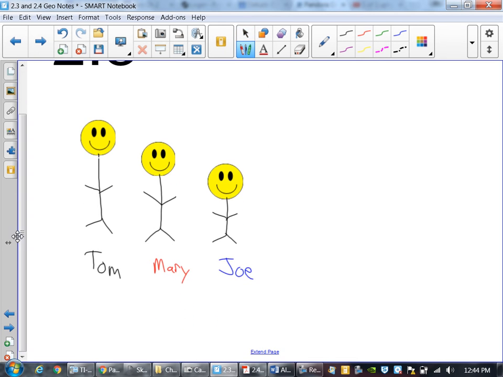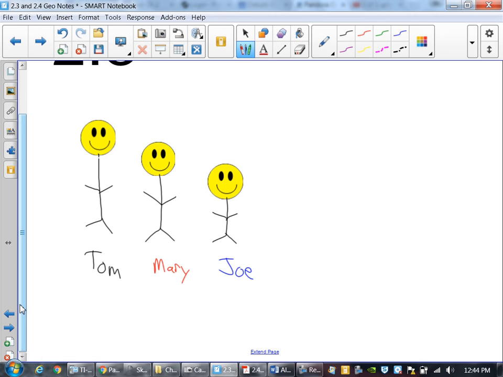Tom, Mary, Joe. The easiest thing in the world to talk about this law of syllogism is to use an example. Tom is taller than Mary. Mary is taller than Joe. Therefore, Tom is taller than Joe. That's all it is.